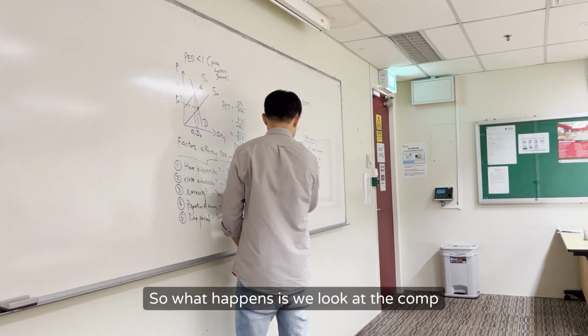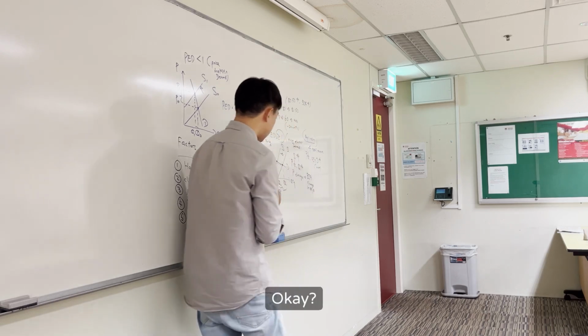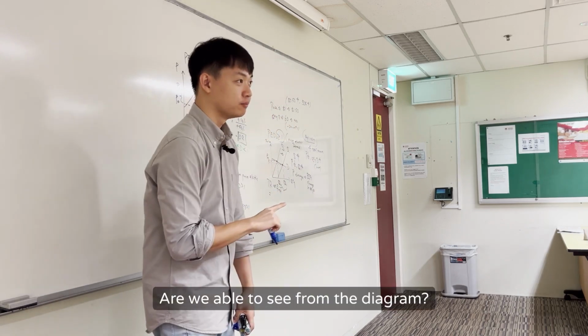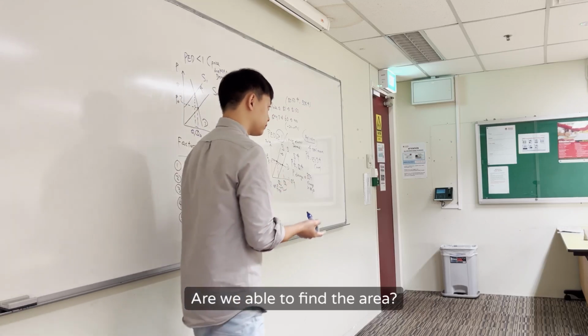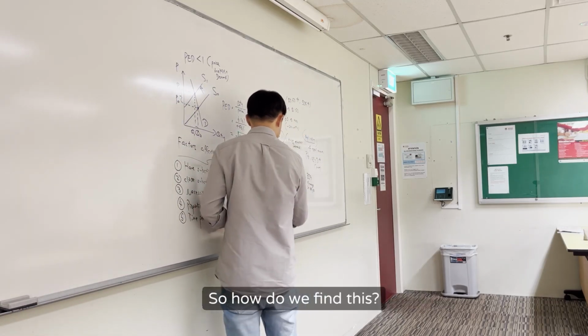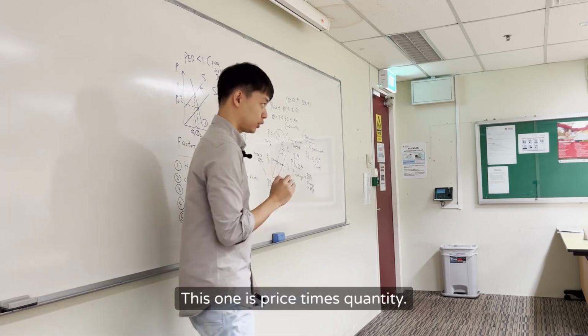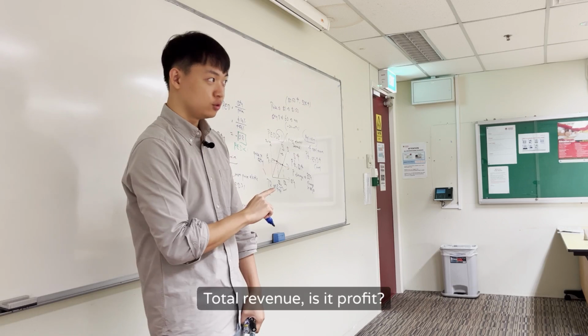So what happens is we look at the total revenue. Total revenue at first, okay? Are we able to see from the diagram? Are we able to find the area? How much are we earning in terms of total revenue? So how do we find this? This one is price times quantity. Okay? Is total revenue profit?